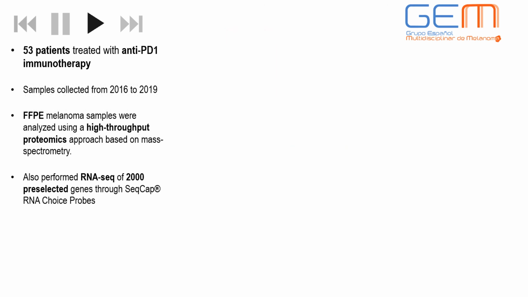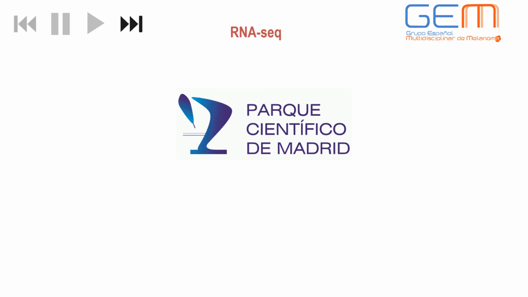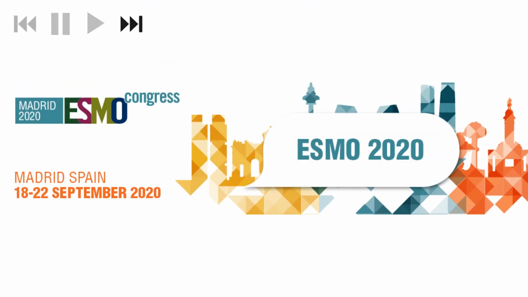We also started the process of RNA-seq of 2000 preselected genes through CCAP RNA choice probes. These experiments are currently running at the Parque Científico de Madrid. We expect to find the relation between this informative layer from the TCGA and the response to treatment. To look for that, we will use probabilistic graphical models, sparse k-means, and consensus cluster. We hope to present all this data at ESMO 2020 in Madrid.